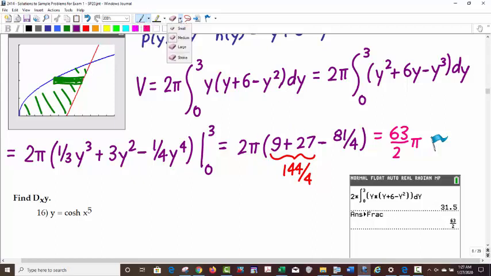And then 1/4 y to the 4th, 3 to the 4th will be 81. So you got 81 over 4. So all I did here was take 36 and rewrite it as common denominator 144 over 4. So I get 63 over 4, and then that 2 with the 2 pi will reduce that to 63 over 2 times pi. And then there you see the result in the calculator. So that completes problem number 15.